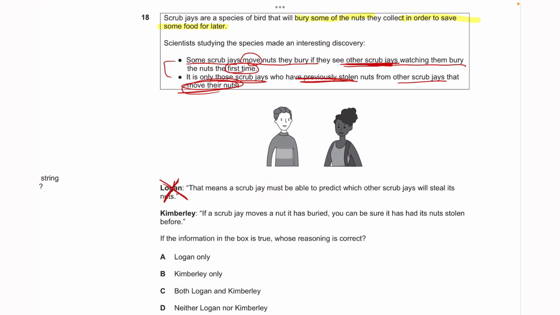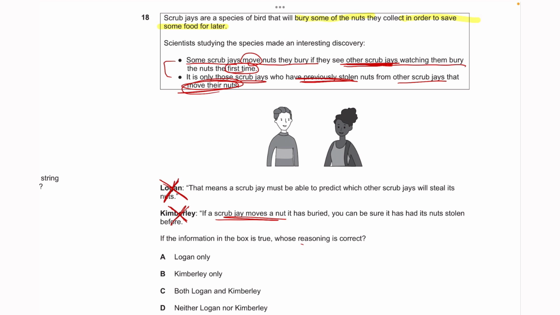Now, Kimberly says if a scrub jay moves a nut it has buried, you can be sure it has had its nut stolen before. Well, Kimberly's reasoning is incorrect because a scrub jay moves its nuts for two different reasons. One, if another scrub jay watches them bury the nuts for the first time, or two, if that scrub jay that's moving its nuts has previously stolen, not had its nuts stolen, it's previously stolen itself, other scrub jay's nuts. So Kimberly's reasoning is wrong as well.